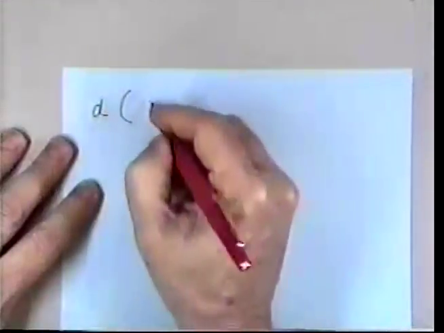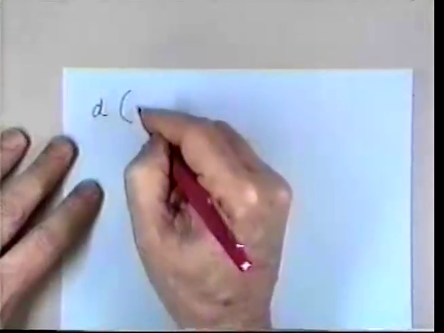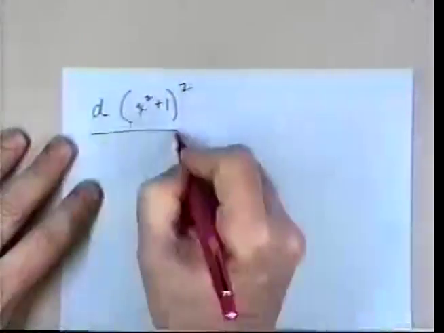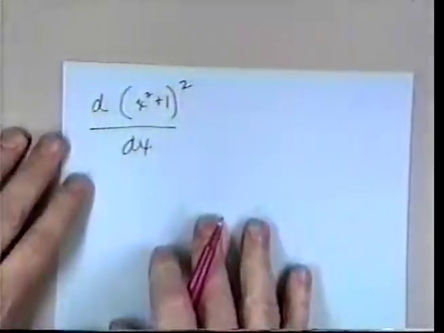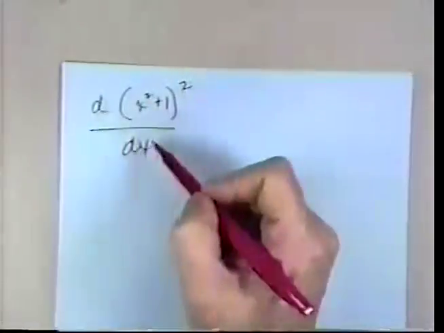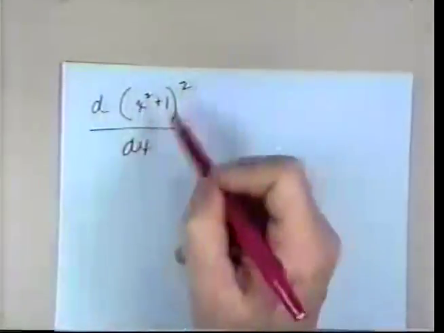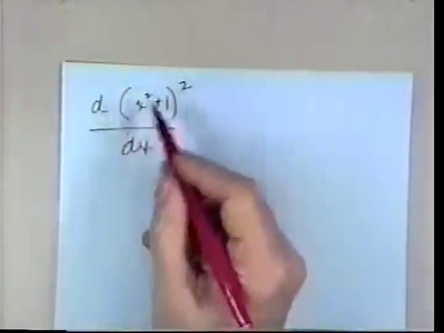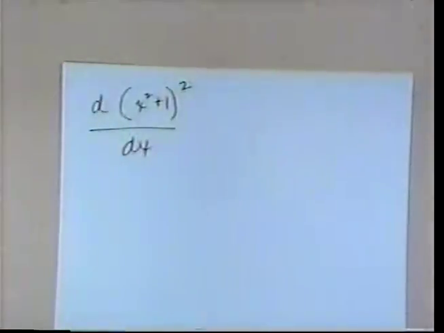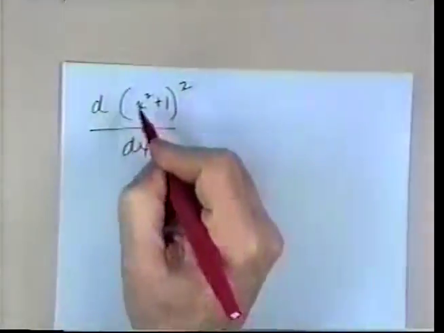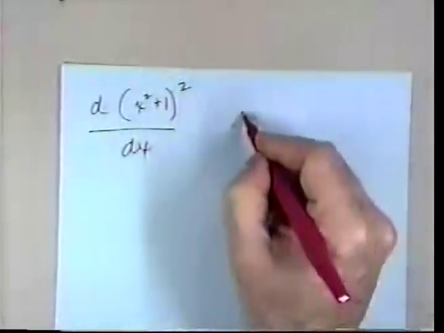Let's go back and look at the derivative of something like x squared plus 1, all squared, dx. This is what we talked about earlier when we were taking derivatives. I'm going back and talking about derivatives so that we can go back to talking about antiderivatives. What was the little extra piece we had to add on? Well, it's a composite function, a function within a function. We used the chain rule.